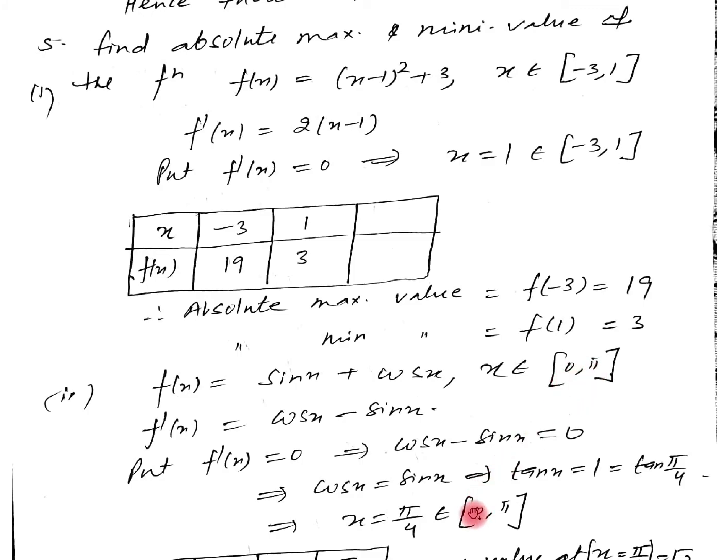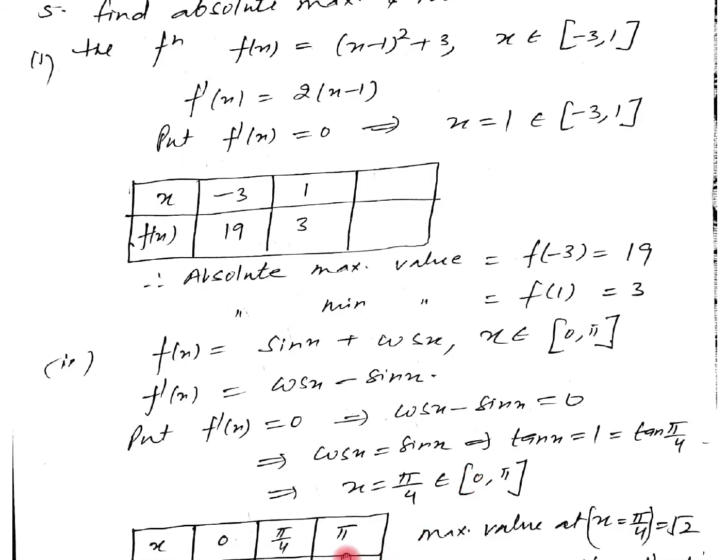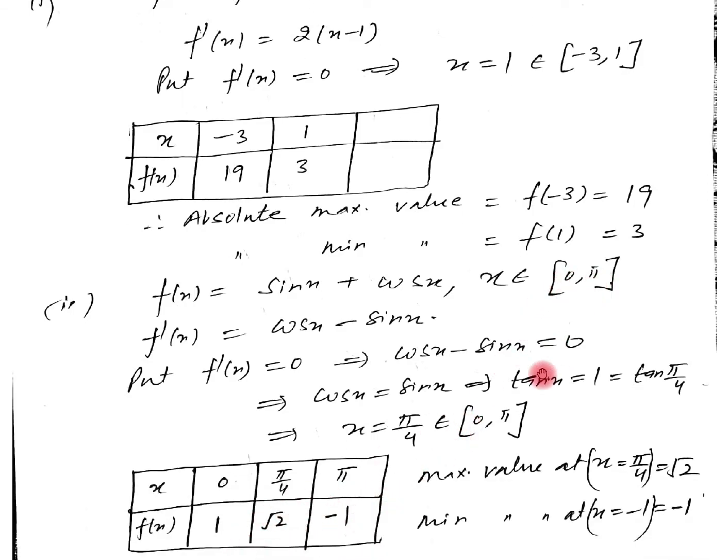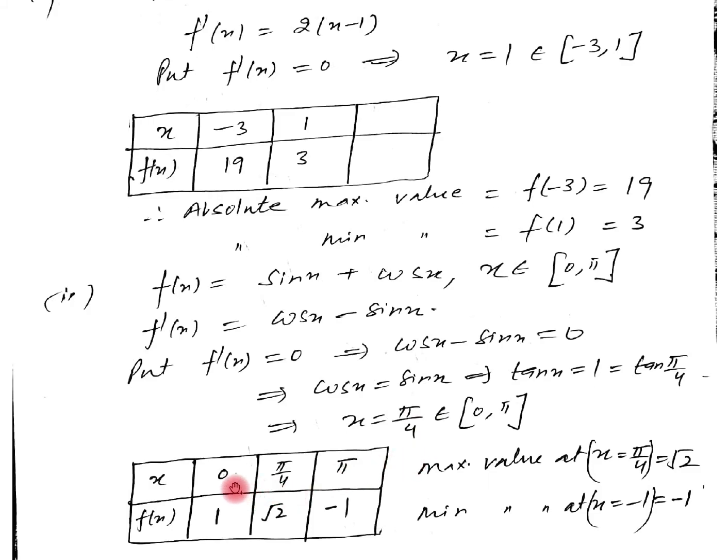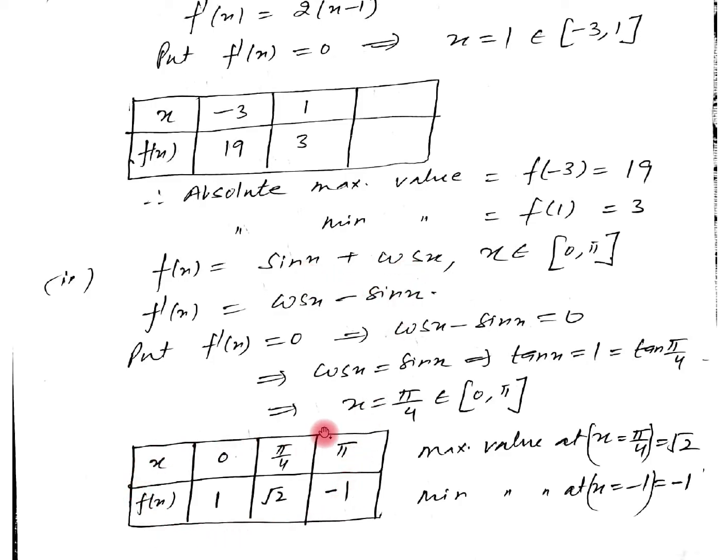Now we again have to find the absolute maximum and minimum value. We will make the table taking all the extreme values and the critical value. Extreme values are 0 and pi, and the critical value is x equal to pi by 4. Taking all three values and finding the value of the function at these points. Putting x equal to 0, we have f(x) equal to 1. Putting x equal to pi by 4, it is 1 by root 2 plus 1 by root 2. Simplifying, we have root 2. Then putting x equal to pi, sin pi is 0, cos pi is -1. So now we have these three values.